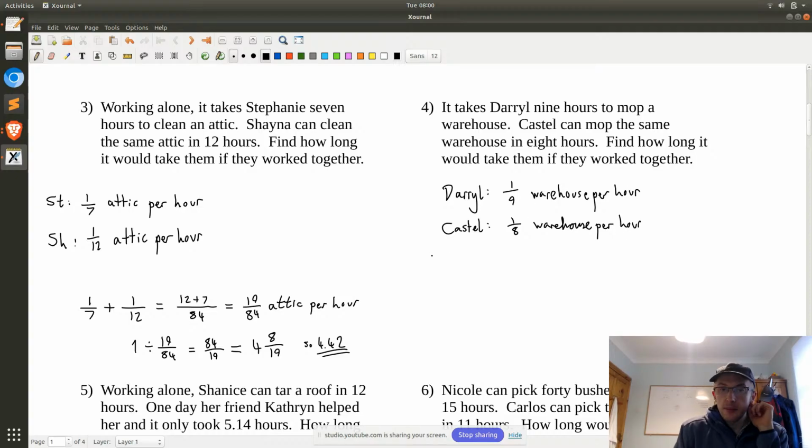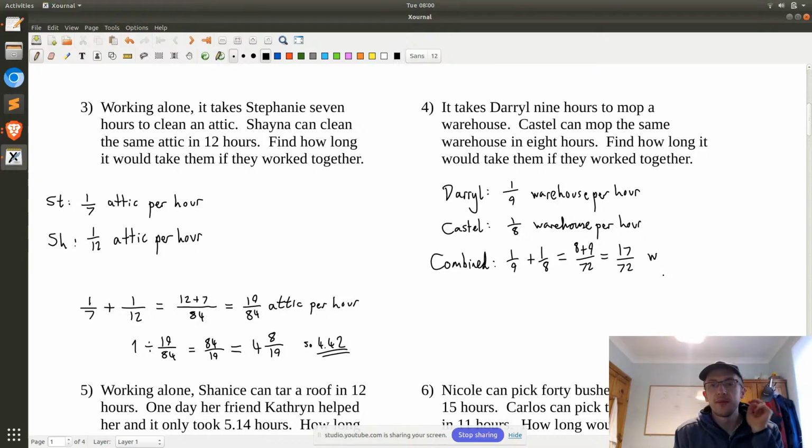What's their combined speed? 1/9 plus 1/8, which is 8 add 9 over 72, which is 17 over 72. This much of a warehouse per hour. 17/72ths. As if that's really how you say it. 17 out of 72 parts of a warehouse per hour.